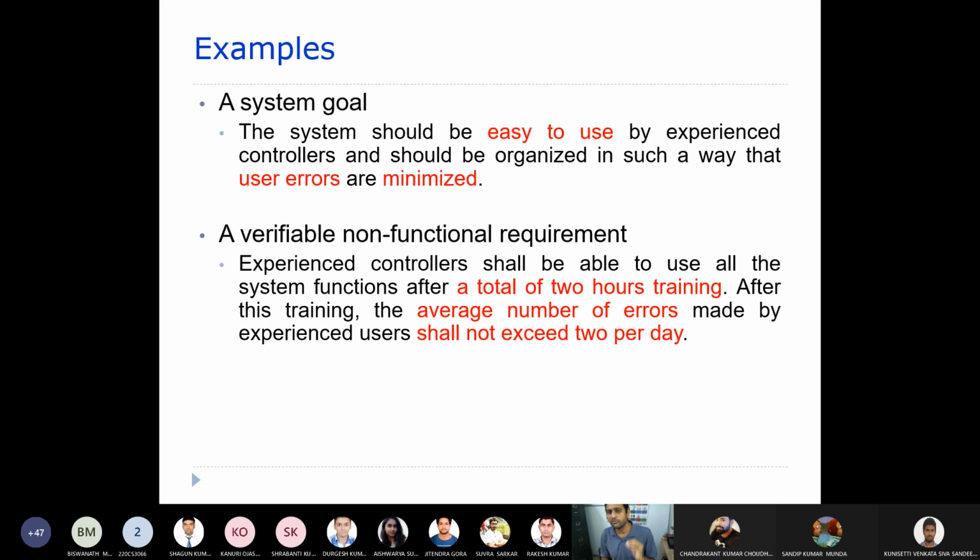You can easily verify this. The experienced user should not make more than 2 errors when he is using the system for the whole day. If he is making more than 3, that means the performance is not up to the mark. So this is the way that you can verify your non-functional requirements.